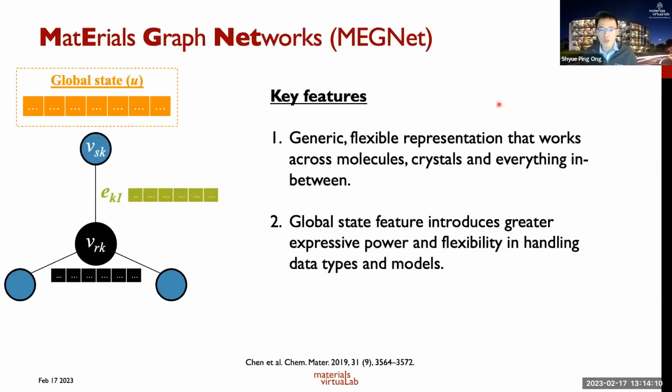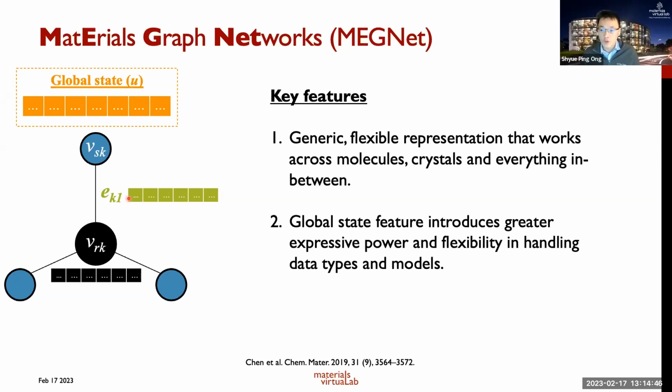So the type of machine learning model that my group works with, what I call materials graph network, or MAGNET, is a graph-based machine learning model, and it turns out that graphs are a very natural representation for materials. You can think of the atoms as the nodes in the graph and the bonds between the atoms as the edges, and you can represent each atomic species with a vector of numbers and each bond with a vector of numbers.